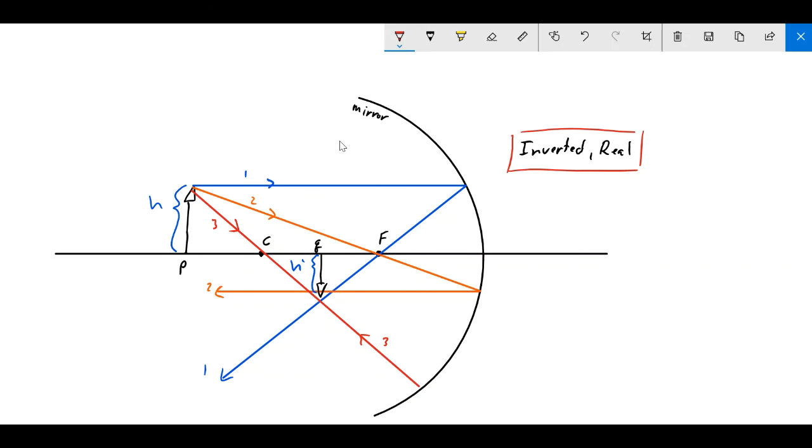So give these a try. There's a few more examples of how to draw these ray diagrams. And if you have any questions, just let me know.